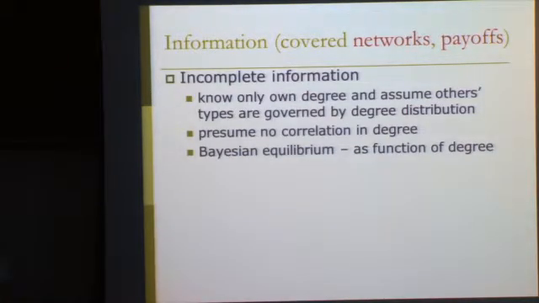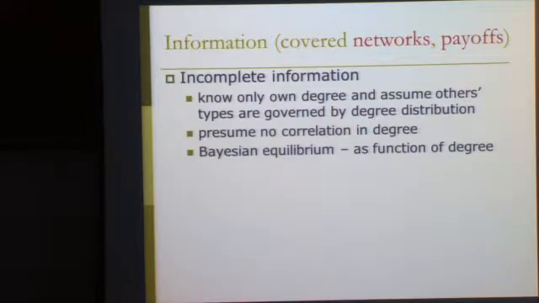Okay, so I described to you the networks and the payoffs, and now we're going to think about information. I'm going to think about incomplete information, which means that you know only your own degree and assume that other types are governed by the degree distribution. So this is really just like incomplete information games where your private type is your degree. That's the only information you have.